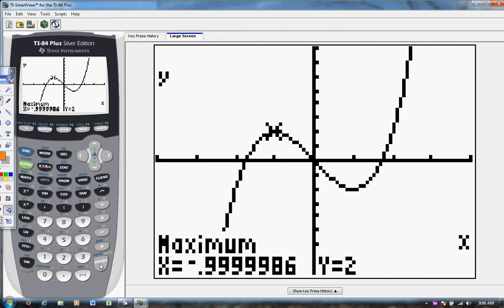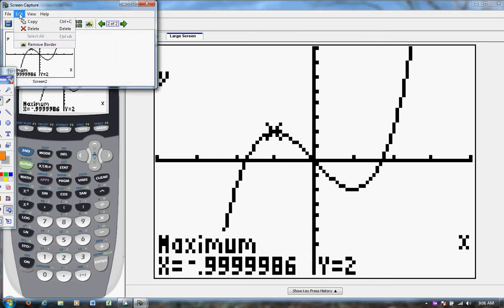So there's a maximum at negative 0.999999. Looks like it's negative 1 to me, doesn't it? Right? But that being said, I'm going to take a screenshot of this, and my other drawing was getting kind of messy.